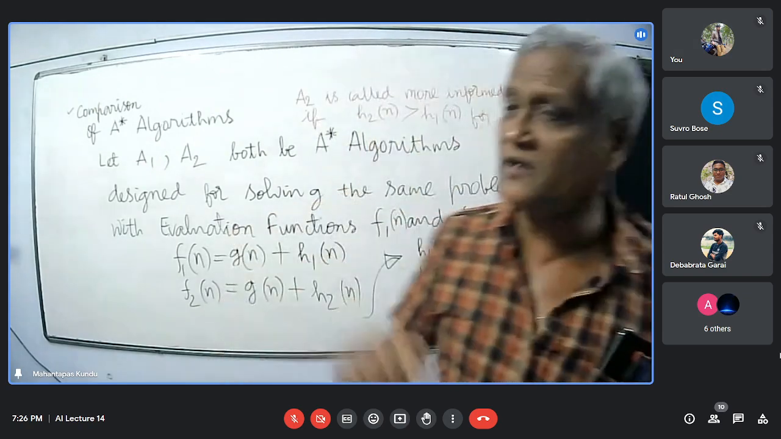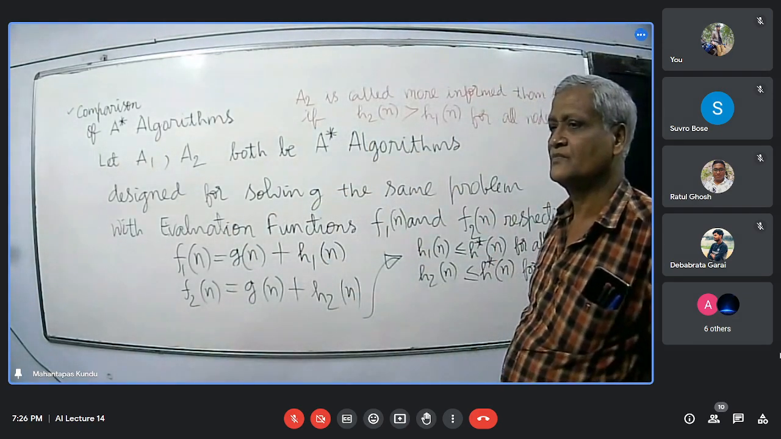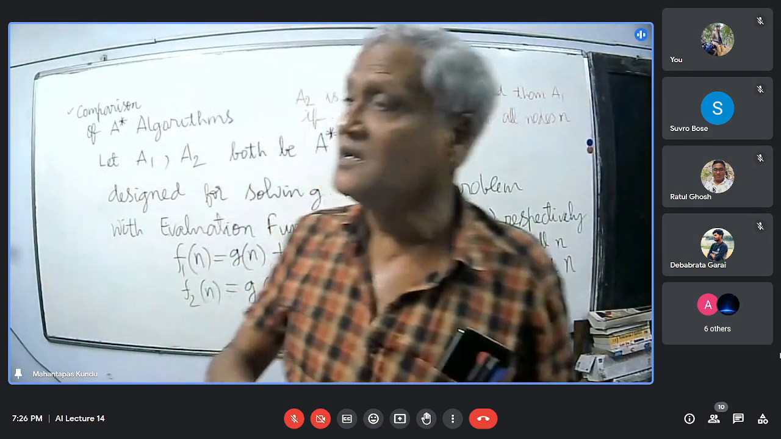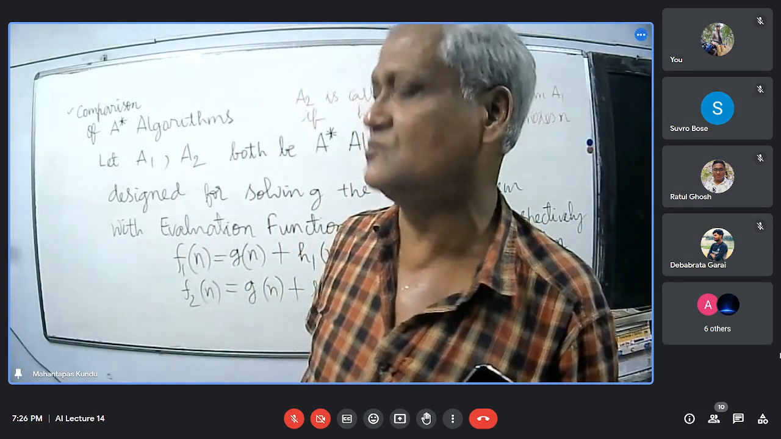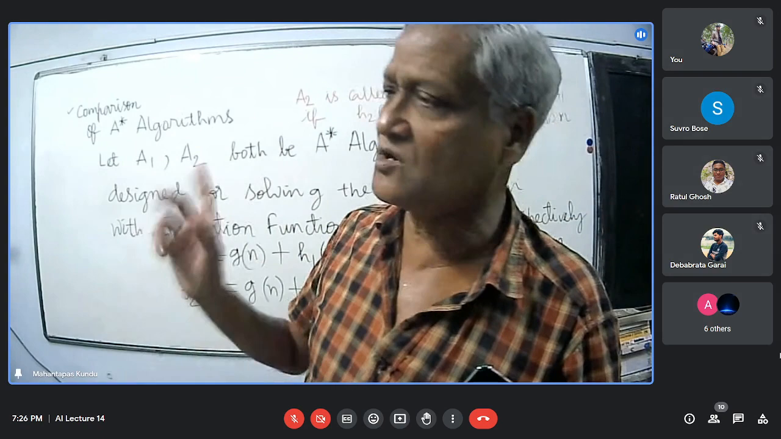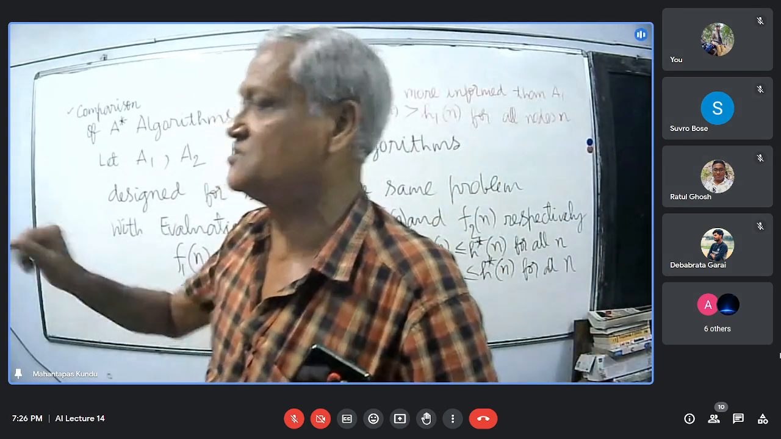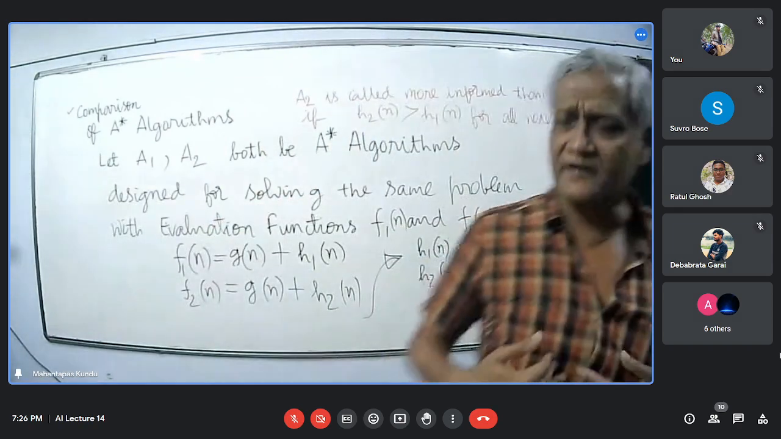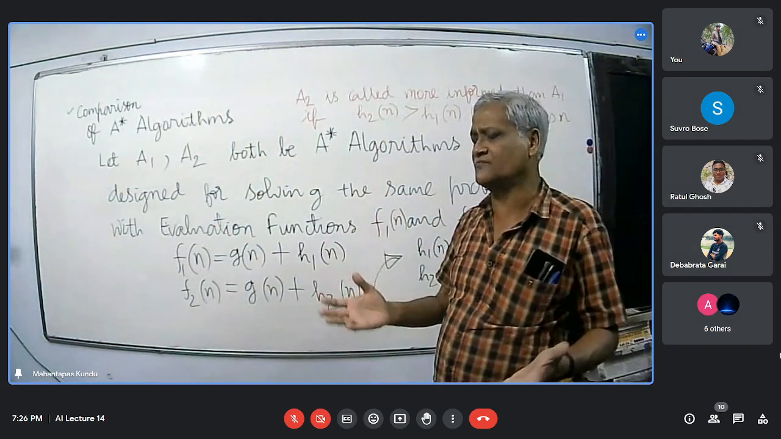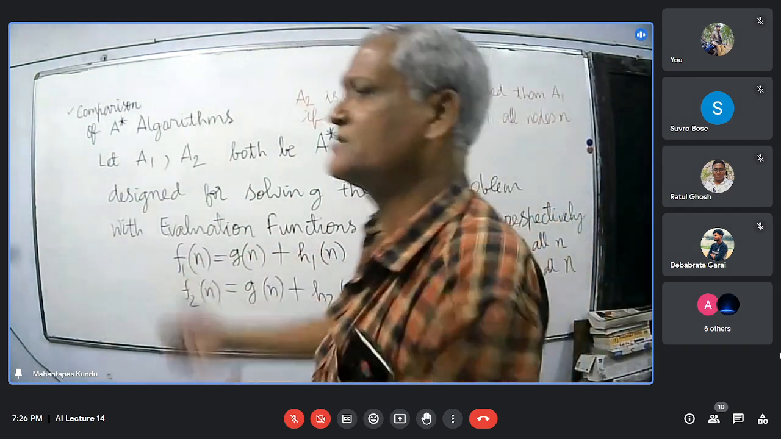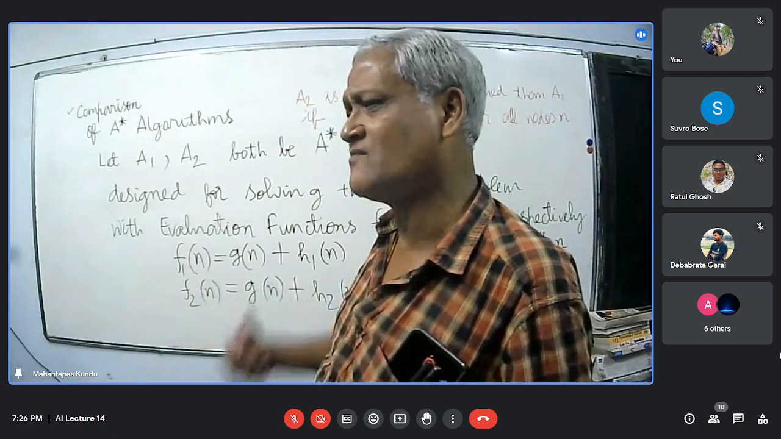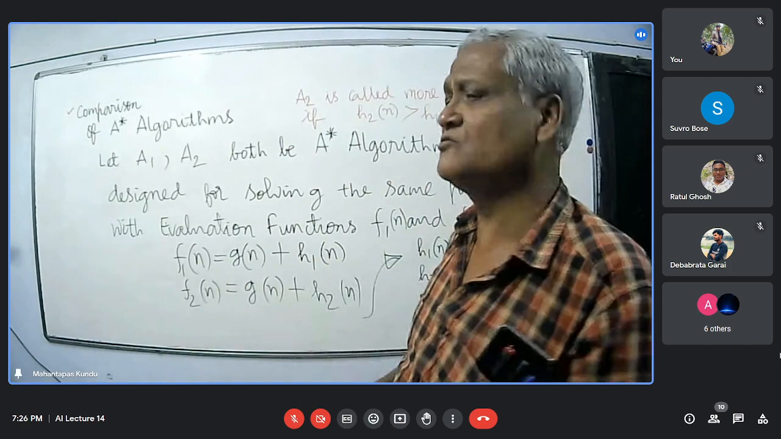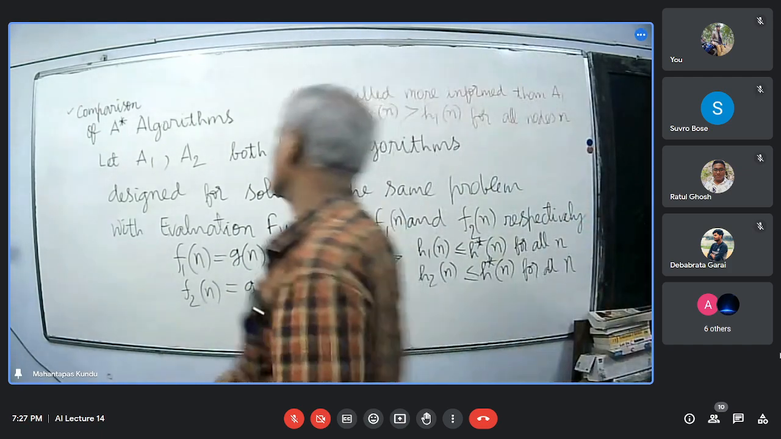Now the next point is this: what is the significance of this informedness of A2? That means what advantage or what effect can we observe from A2 compared to A1, or what advantage can we have from A2 compared to A1? That I am going to discuss.